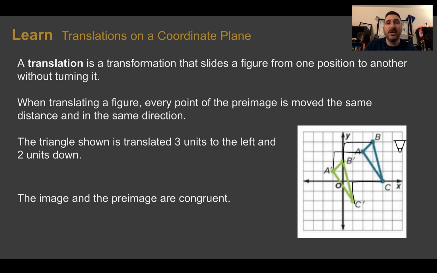Because we're not changing what the shape is or its size, we can also say that the image and pre-image are congruent, which just means they are the same size and shape.